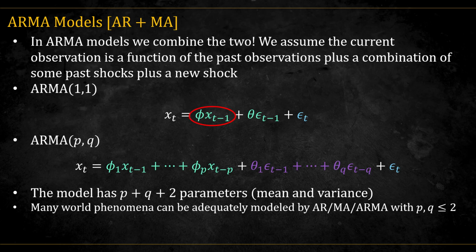of the previous value x of t minus 1 plus a linear function of the previous shock plus some new shock. The ARMA(p,q) is simply extending this to using p past values and q past shocks. Notice that the model has in total p plus q plus 2 parameters, since we also need to estimate the mean and the variance. And it turns out that many world phenomena can be adequately modeled by these models, usually with order of not more than 2.